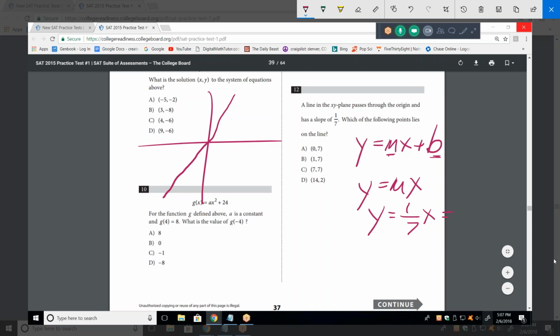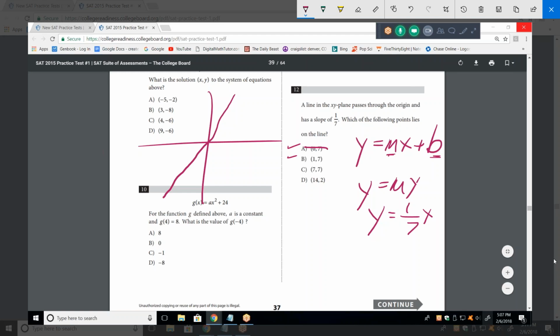And that, incidentally, is the same as this. A lot of people, if you give them this, they cannot go back to that. So be able to. All right. So now we have the equation of the line. Once we have the equation of the line, which of the following points lies on that line? Does that point lie on the line? When you plug in 0 for x, is y equal to 7? No.